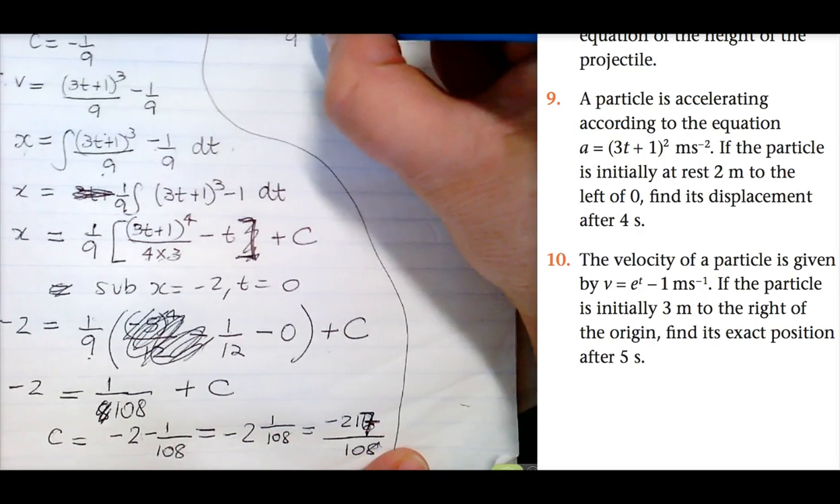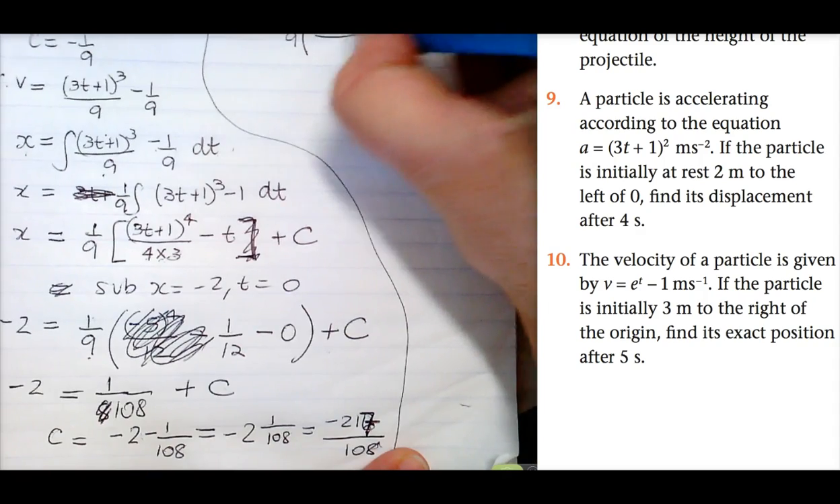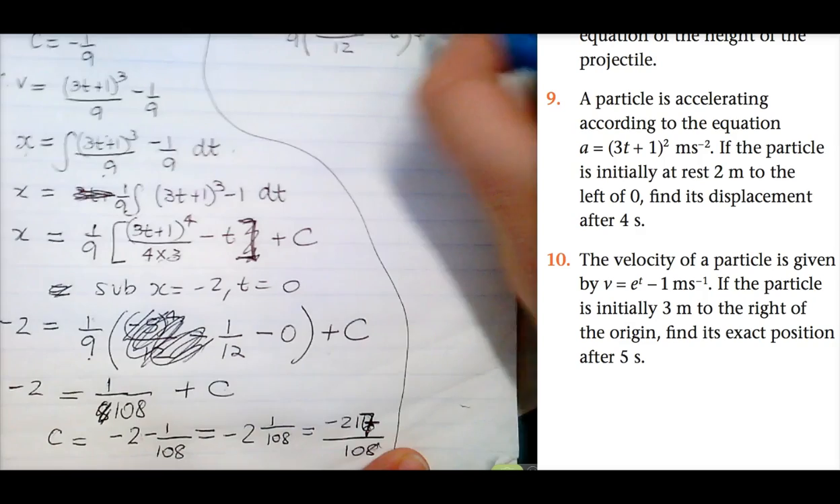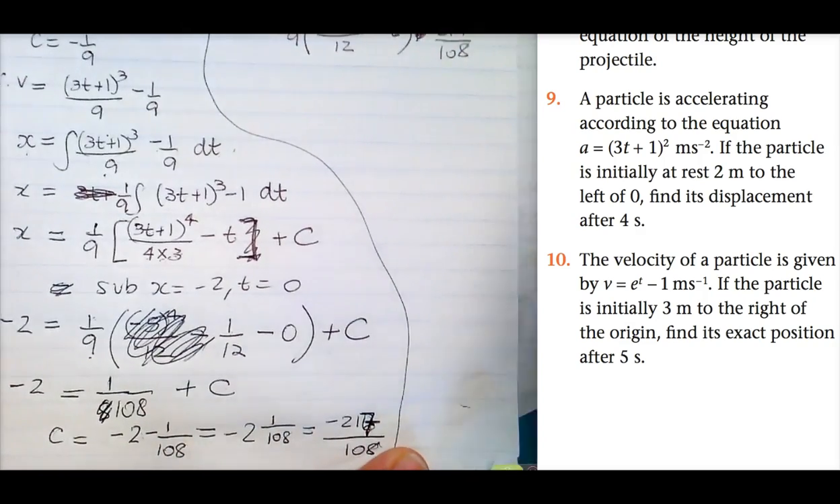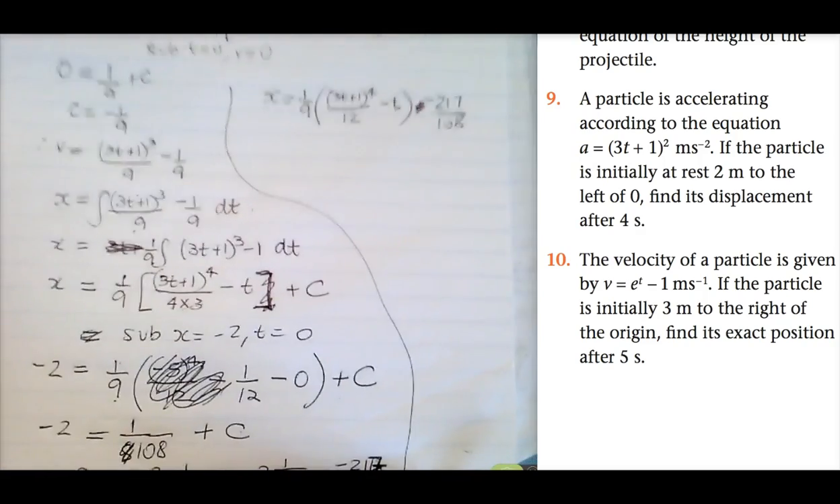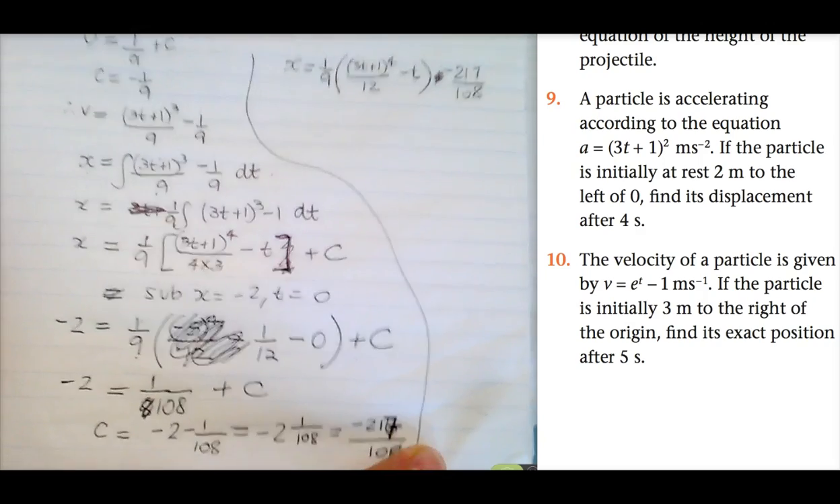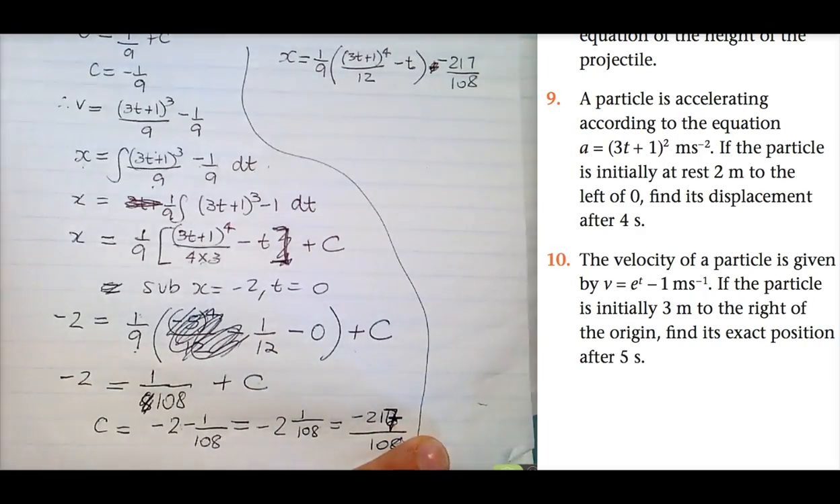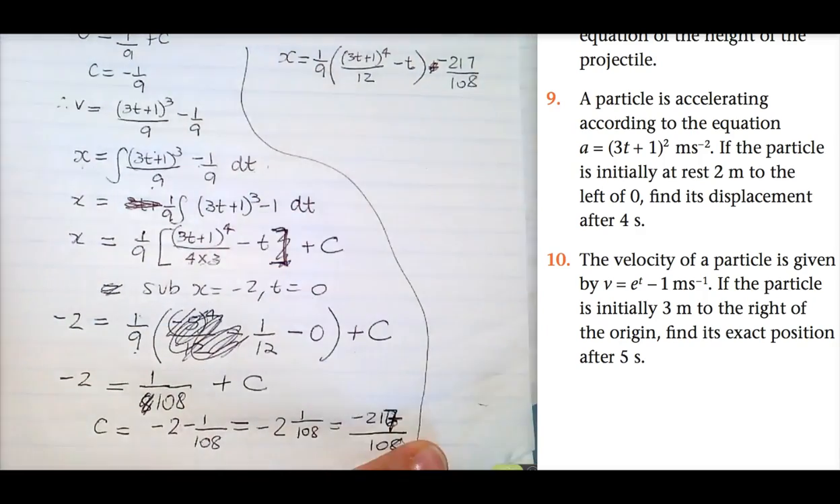So therefore, x is 3t plus 1 to the power of 4 over 12 minus t minus 217 over 108. And you can't even see what I'm doing. Make it bigger. Anyway, you just do it, girls. So that's your formula for x. I don't know if I would have pulled out the 9, actually. I probably would have left it.